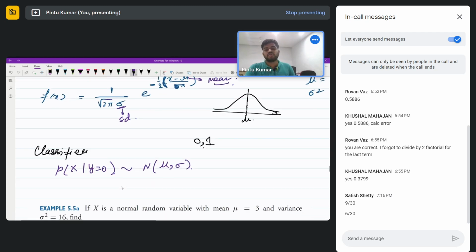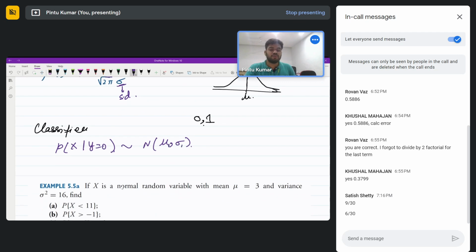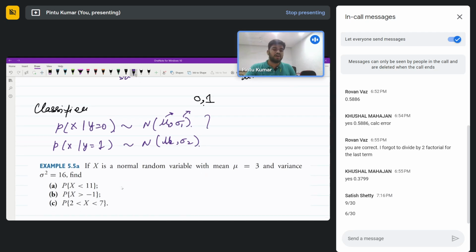Okay, so if you model this by mu1 and sigma 1, then you can find some optimal values for your mu1 and sigma 1, for which this probability has maximum likelihood. Similarly, you can model for y is equal to 1, and you will get another best fit parameters, that is mu2 and sigma 2.